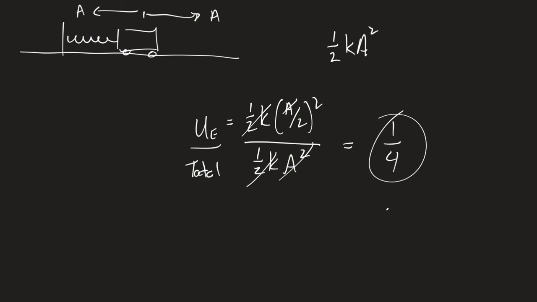When it's at A over 2, that means 3/4 must be kinetic. 1/4 is potential. The other 3/4 has to equal the total. So I don't have to do any other work besides that. The total energy stays the same. So if 1/4 is potential, 3/4 must be kinetic. But I would definitely be able to do that on the test. I see that as a reasonable multiple choice kind of question.